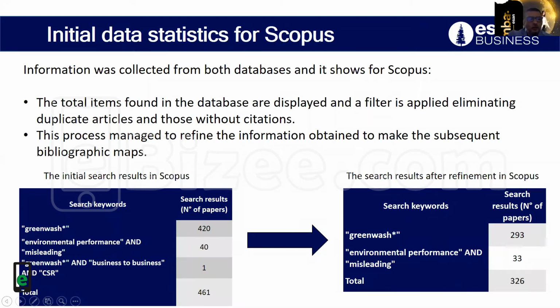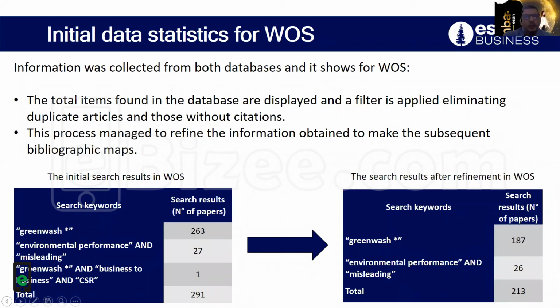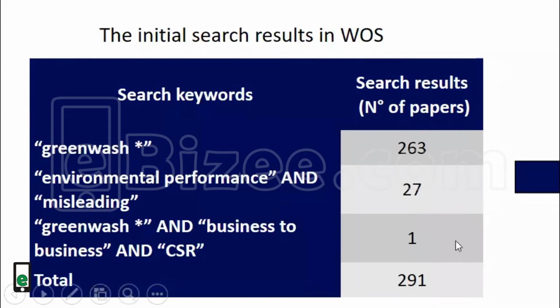It's very important to say this. So the total items found in the database are displayed, and a filter is applied, eliminating duplicate articles and those without citation. We need to clean the results. The process refines the information obtained to make the subsequent bibliographic maps. I will also share these bibliographic maps. So the initial research result in WOS, I search, for example, this number of papers by each of these terms.